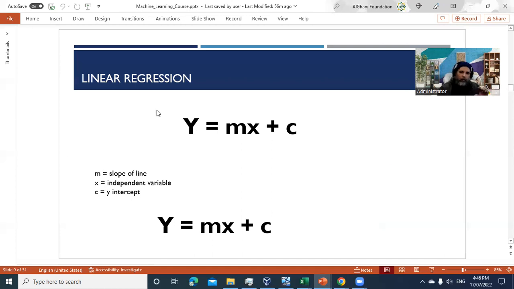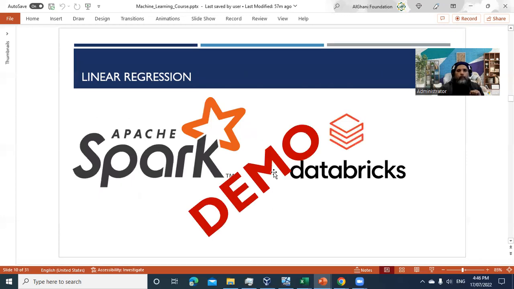Now this is all very technical, and I'm not going to go into detail at this stage. Just keep in mind, x is always the independent variable, m is going to be the slope of the line, and c is going to be the y-intercept. If you don't understand, don't worry. There's a video which explains the math of linear regression, and you will understand every part of it in that video.